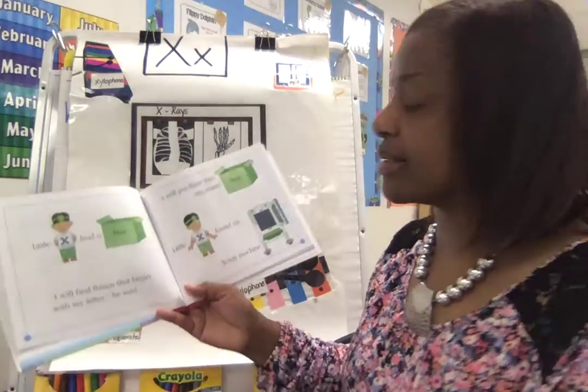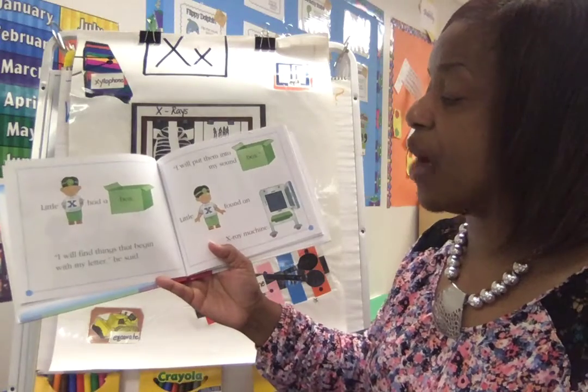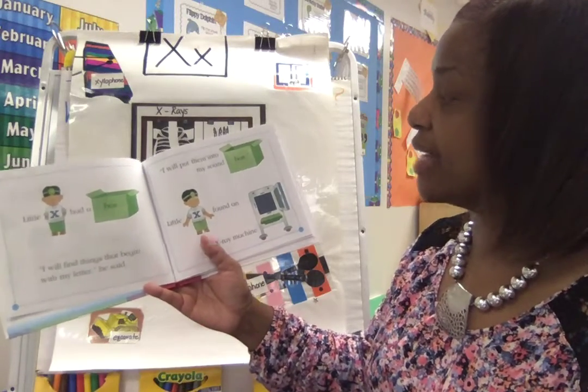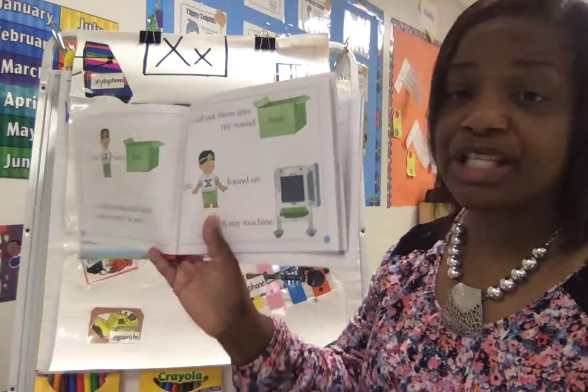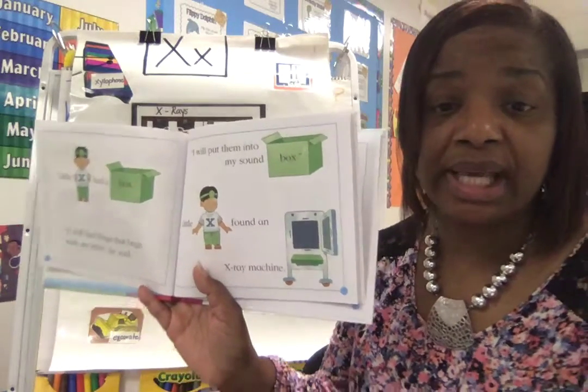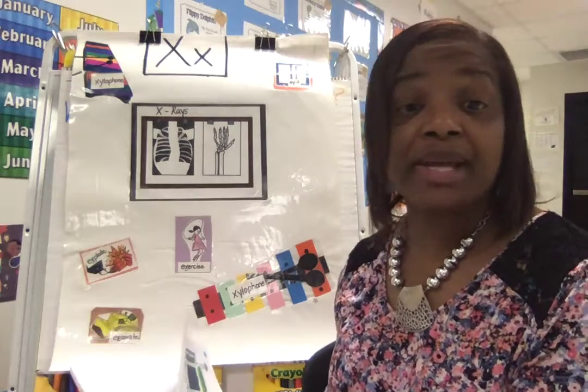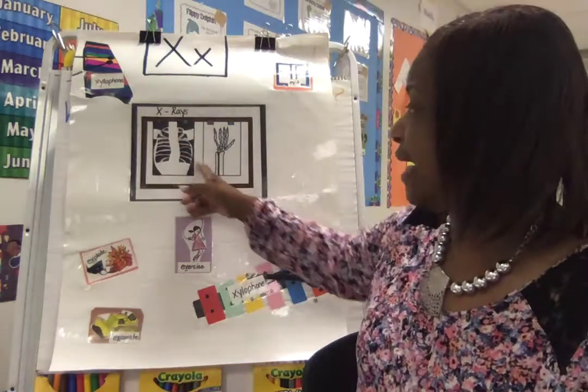Little X had a box. I will find things that begin with my sound, he said. I will put them into my sound box. So little X found an X-ray machine. When you get an X-ray, it takes pictures of your bones on the inside of your body, like here, an X-ray. Excellent, said little X.